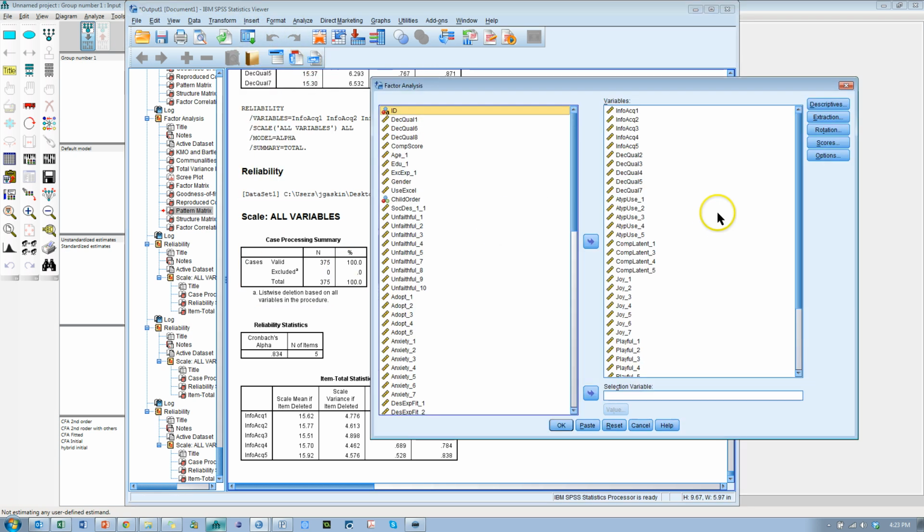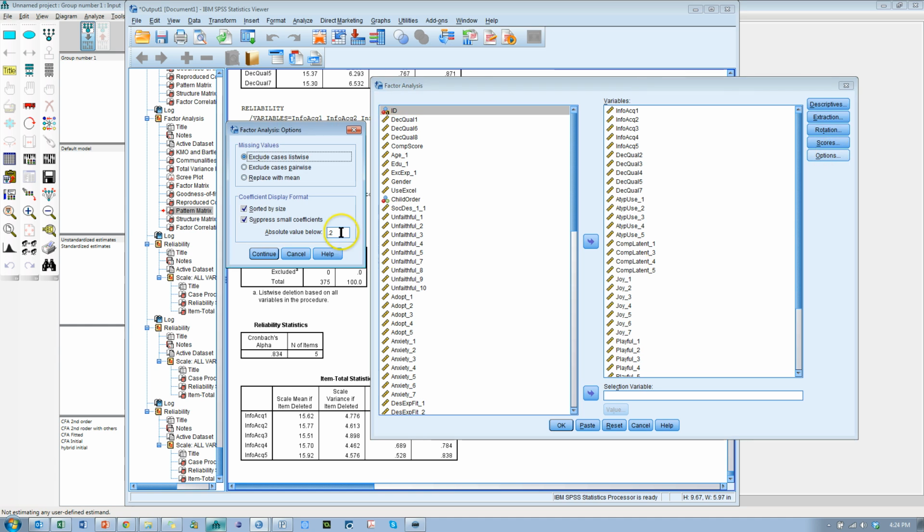Factor analysis. It was this. We had info acquisition 1 through 5, so everything from info acquisition. Decision quality, we dropped 6 and 8 and 1. In fact, 168 was the only thing we dropped from this whole pattern matrix. So run that again. I'm going to go ahead and suppress those small values, 0.3.